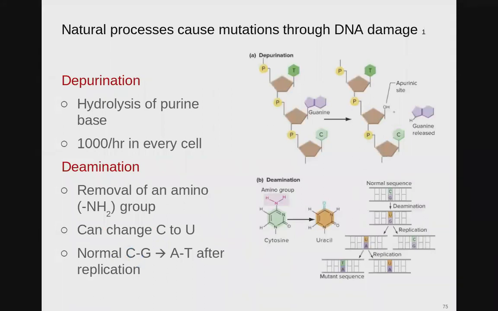Now, there are natural processes that induce mutations through DNA damage. So one of which we're going to talk about is called depurination, which is the hydrolysis of a purine base. Now, you'll notice that it's 1,000 per hour in every single cell, which is huge, right? I told you 10 to the minus 6. This is 1,000 per hour. You have 38 trillion cells, which means this happens 38 quadrillion times in your body every hour.